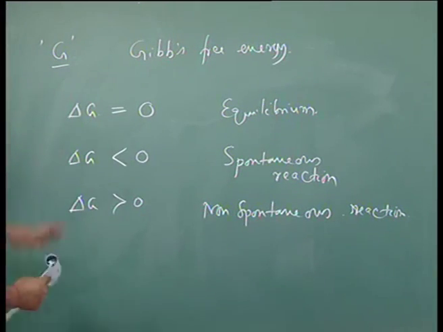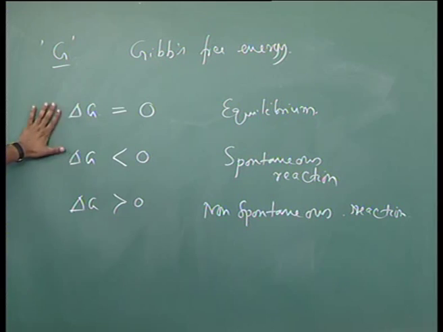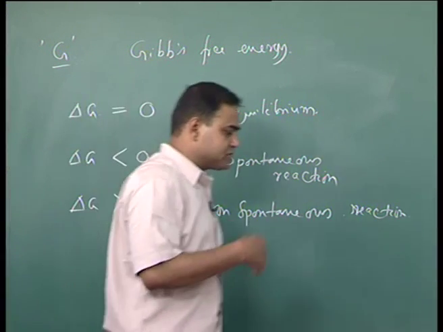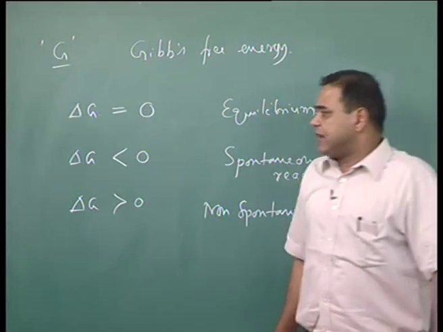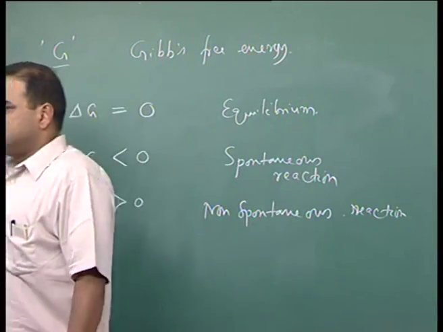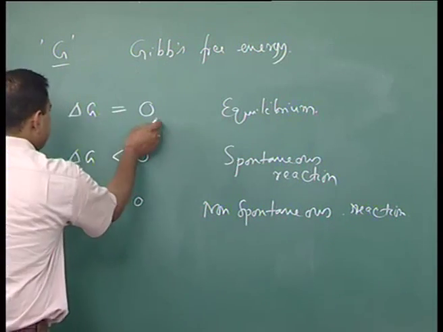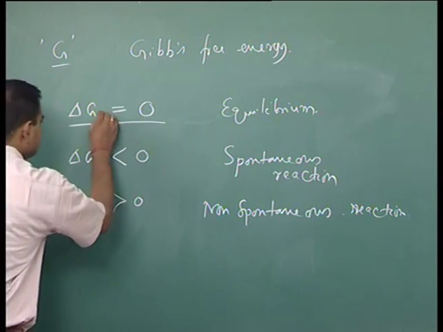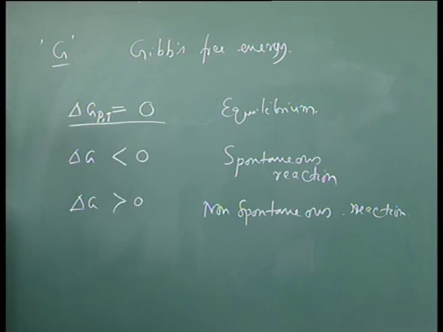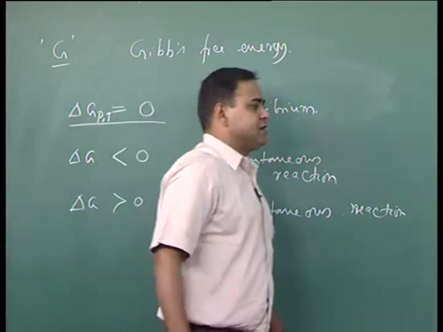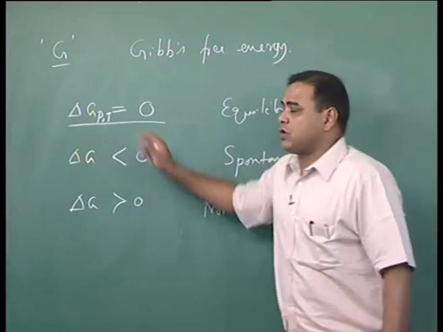Non-spontaneous reaction. Now, here we are missing something. The missing part is that a system is always to be defined with respect to some parameters. Until we define those parameters, the system cannot be thought of properly. Here, whenever you consider this, you must mention that there are two other parameters which define the system, that is pressure and temperature, those are constant.